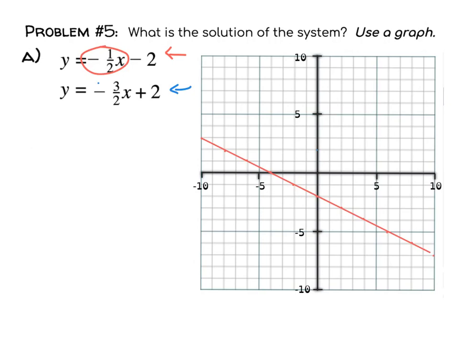Now, this one, I'm going to graph in blue, and I'm going to go up to +2 here, and then I have a slope of -3/2. So I rise -3, run 2, like that. Rise -3, run 2, like that. Rise -3, run 2, like that. Keep going. You can go in the other direction. And I will make a line and connect them.